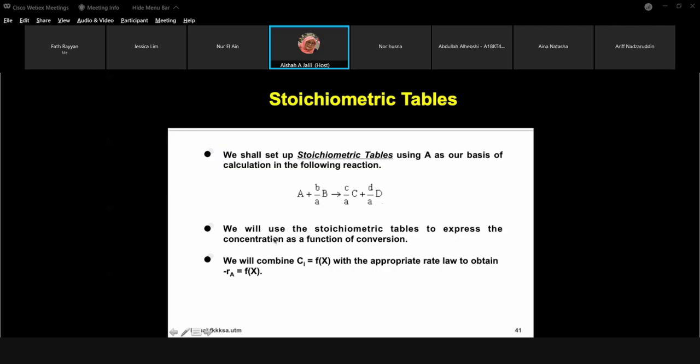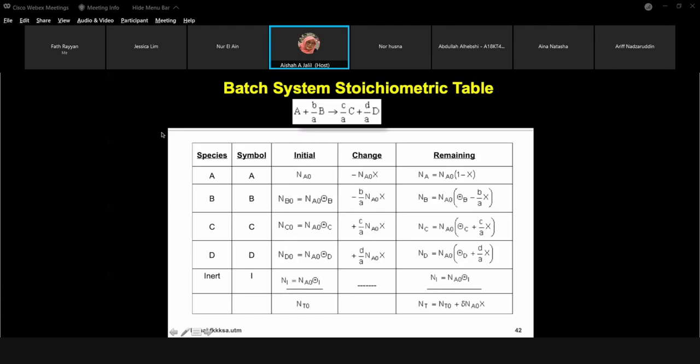So we will use the stoichiometric table to express concentration as a function of conversion. And then when you get this with the appropriate rate law, you can calculate what you want. Very simple. You have two types of stoichiometric table. One is for the batch reaction, a batch system, and another one is for the flow system.